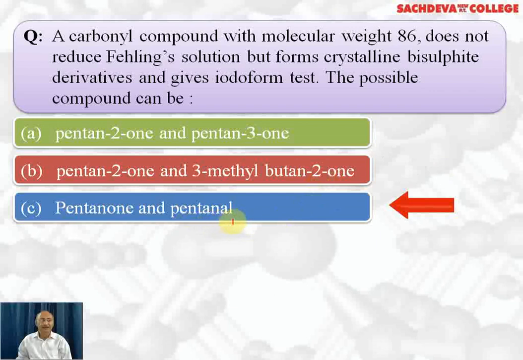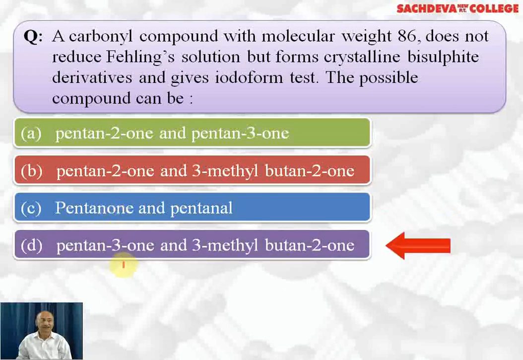Pentanone and pentanol is not possible, as it will give the Fehling solution test. If it is 2-pentanone, then it is possible. If it is 3-pentanone, it is not possible. Pentan-3-one is not possible, whereas 3-methylbutan-2-one is possible. So the correct answer is B.